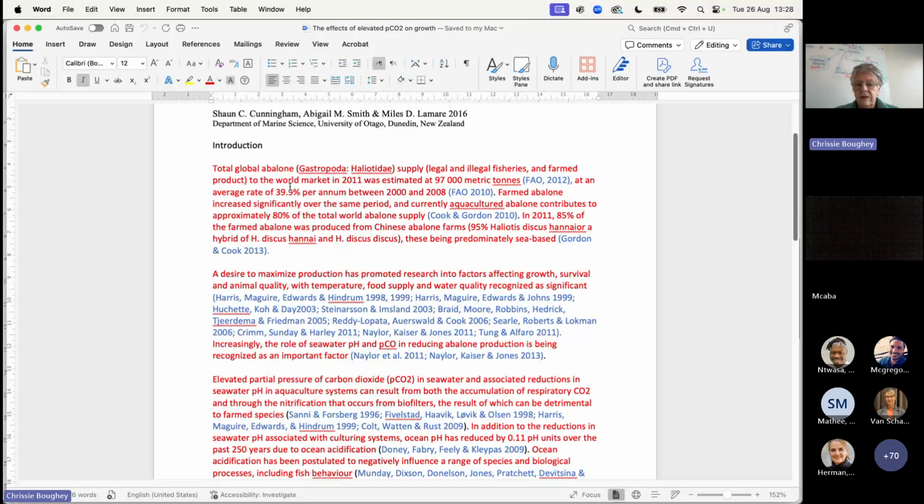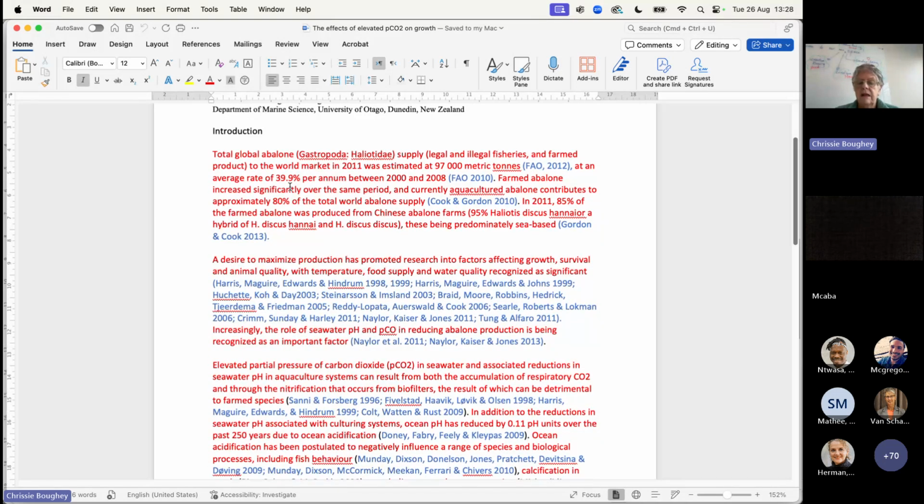So if you look at that first paragraph, total global abalone supply from legal and illegal fisheries and farm product to the world market in 2011 was estimated at 97 metric tons. How do you know? Where's the evidence? Well, the evidence takes the form of that reference from the Food and Agriculture Organization, FAO 2012, at an average rate of 39.9% per annum between 2000 and 2008. How do you know? Well, the reference tells us there that will be the evidence for that.